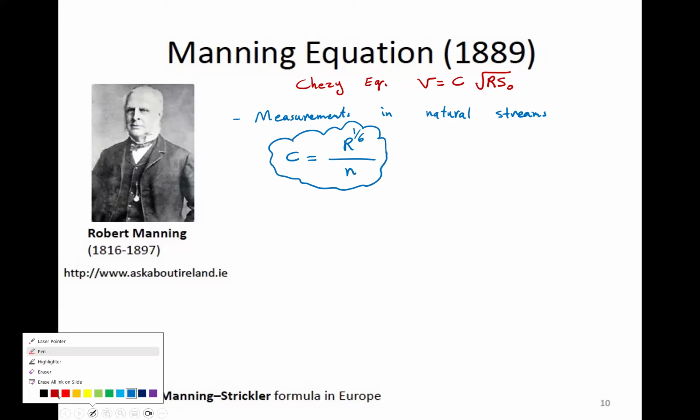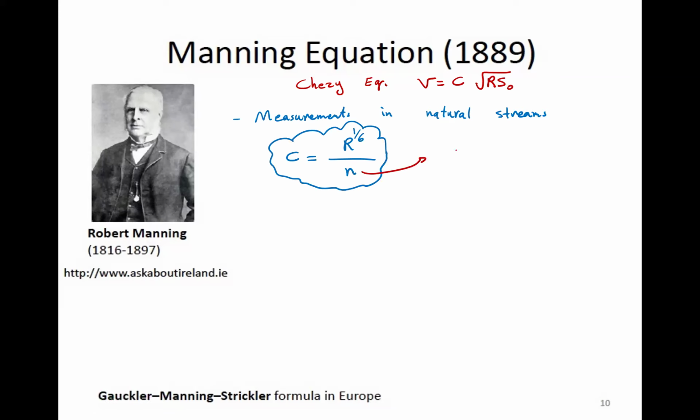And now this n value was called Manning's n. And now this one's actually a roughness coefficient because it's in the denominator. So as n goes up, C goes down, so velocity goes down. So it's actually a roughness coefficient, not the smoothness, which makes, in a way, more sense, right?